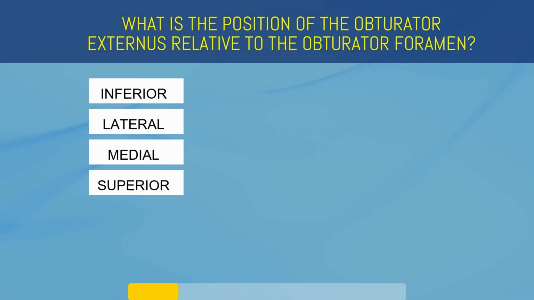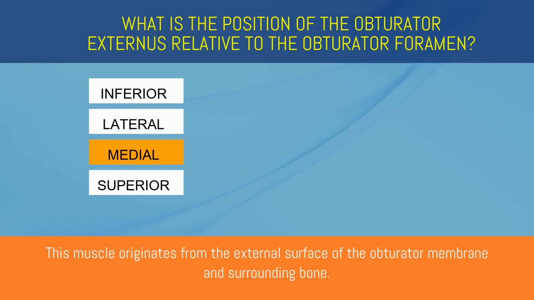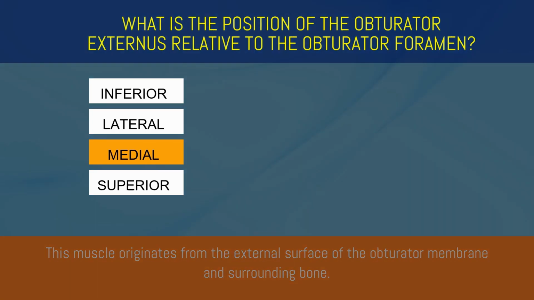What is the position of the obturator externus relative to the obturator foramen? Inferior, lateral, medial, or superior? Medial. This muscle originates from the external surface of the obturator membrane and surrounding bone.